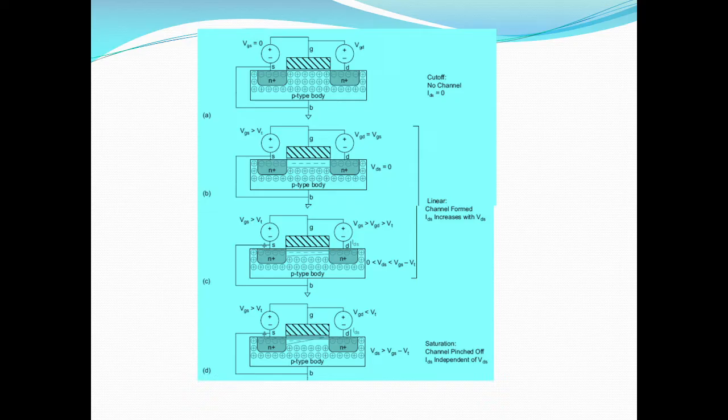First is the cutoff region. Here there is no channel, that is the drain to source current is 0. Figures B and C deal with the linear region of operation, and figure D represents the saturation region, where the channel is pinched off and IDS is independent of VDS. So let us see each of these. First we will see figure A.